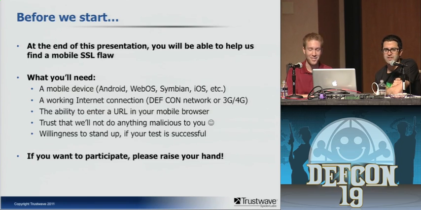So before we start, we have some audience participation at the end of this presentation, and you're going to be able to help us find a mobile SSL flaw. If you have a mobile device, actually any type of device that has internet connectivity, 3G, 4G, or you're on the DEF CON network, you can help us out. You have to have the ability to enter a URL in your mobile browser, and the trust that we're not going to be doing anything malicious to you. And then a willingness to stand up if your test is successful. So just to gauge the audience, how many people here are willing to help out? Okay, great. Cool. That's going to be fun.